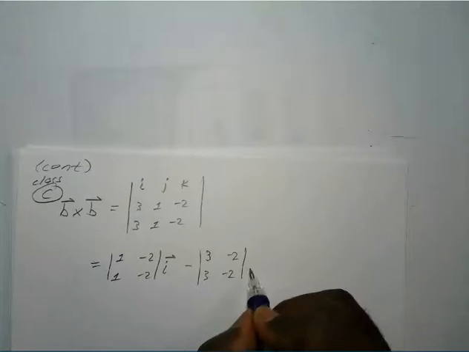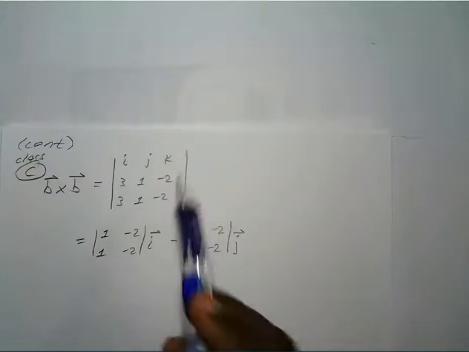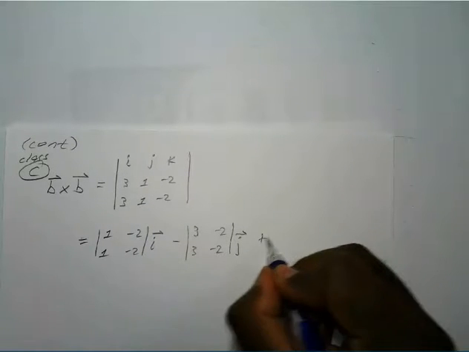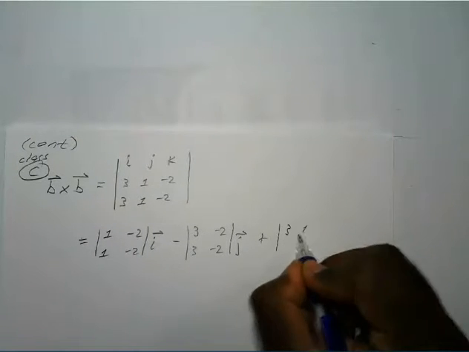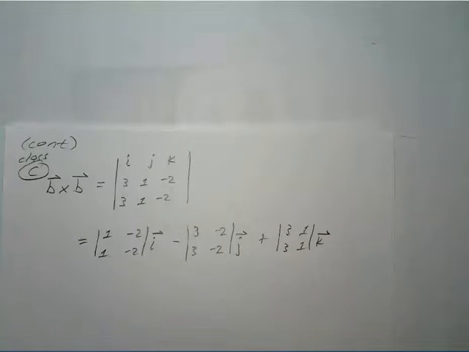And that's going to be times our J unit vector. And if we cover up our K, we have 3, 1, 3, 1, so 3, 1, 3, 1 times our K unit vector.